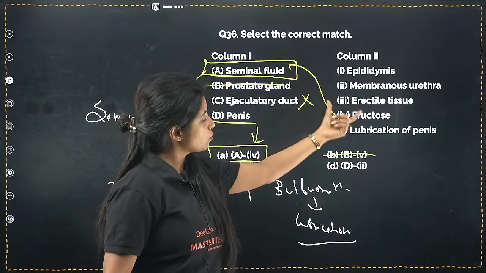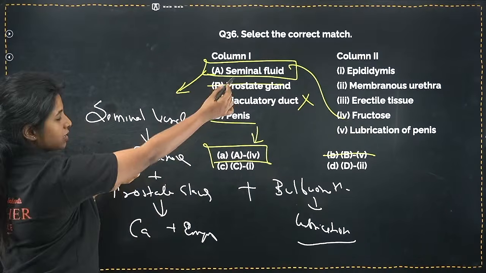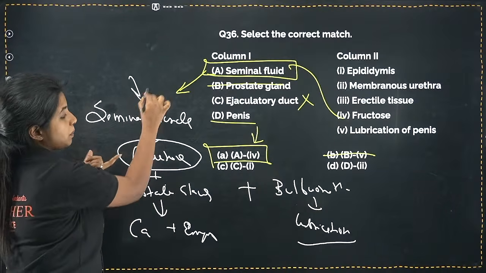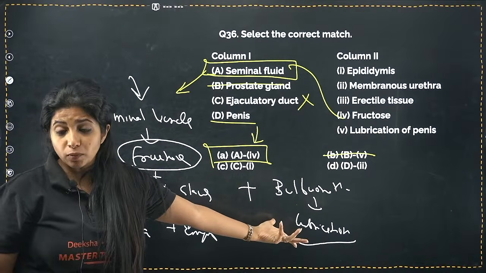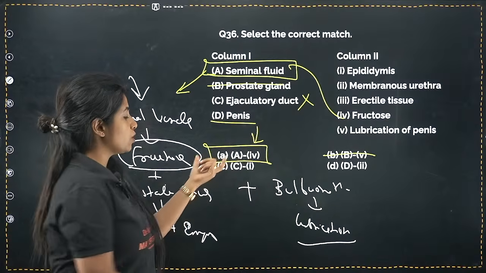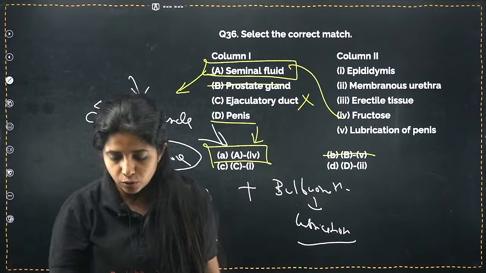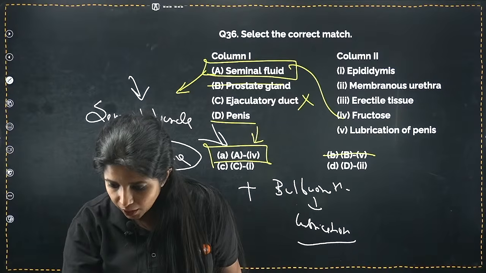So if I have to match with fructose, it will not be wrong, because in the seminal fluid you have the fructose from the seminal vesicle. Or if I had to match it with lubrication of penis, that would not have been wrong. But here you do not have an option like that, you just have an option like this, which is why your answer for this question is going to be A. Got it?